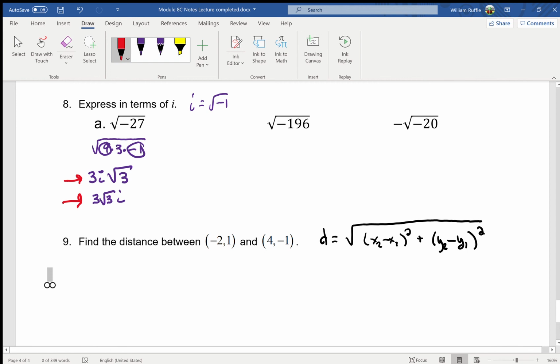So just be careful. So this next one here, well, square root of 196 times negative 1. I believe 196 is the perfect square. It is, so this is just 14i.